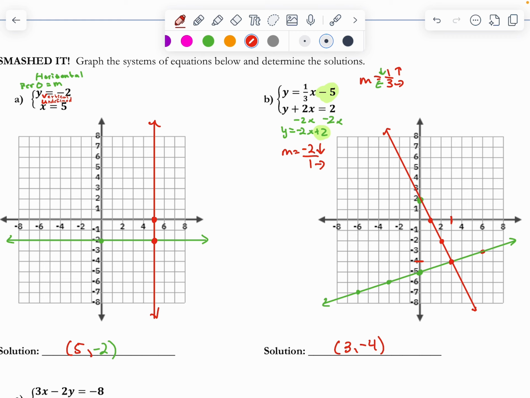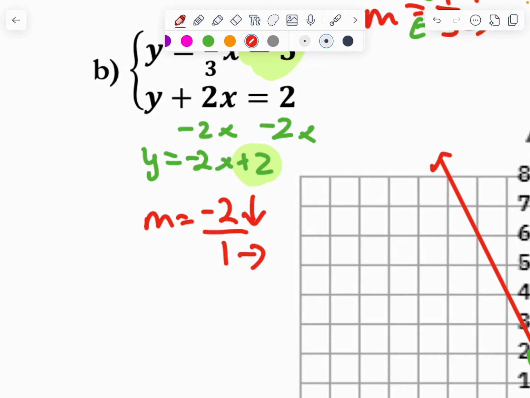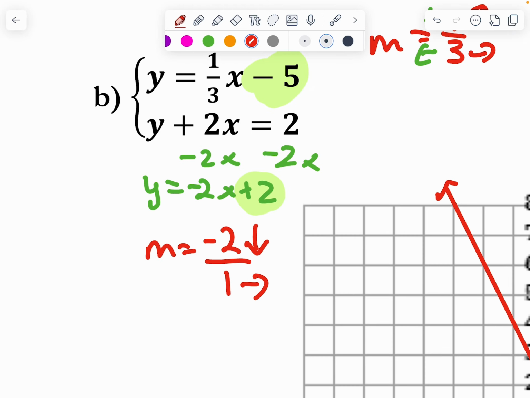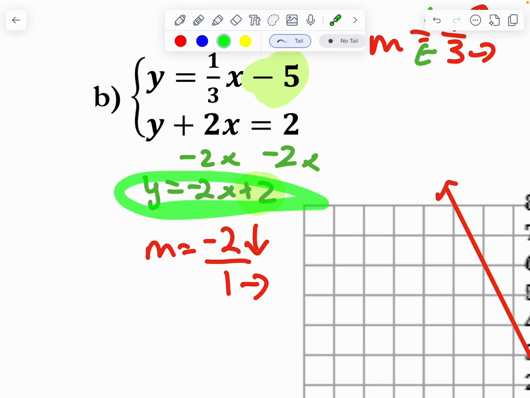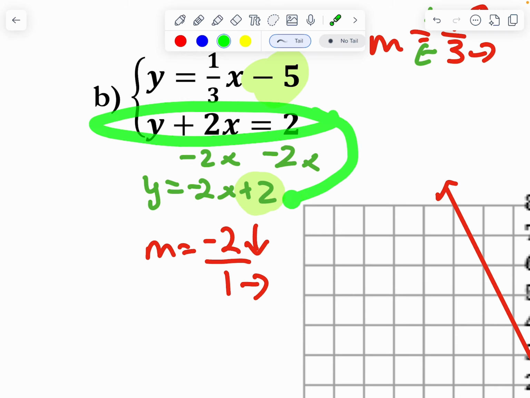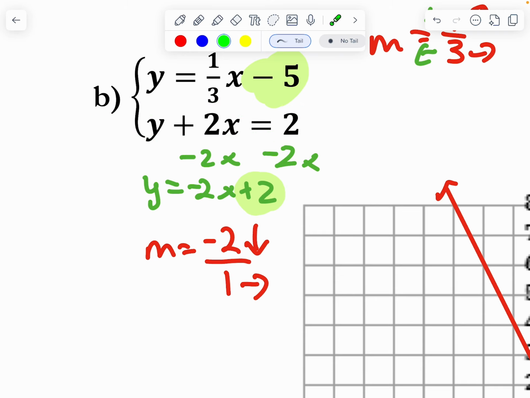So that's the thing with smashed it and mastered it questions, right? We're not just given our equations how they're supposed to be graphed. We have to figure some stuff out. So here we figured out that y plus 2x equals 2. Its slope-intercept form is y equals negative 2x plus 2, right? We can't just graph this. We need to turn it into y equals mx plus b.